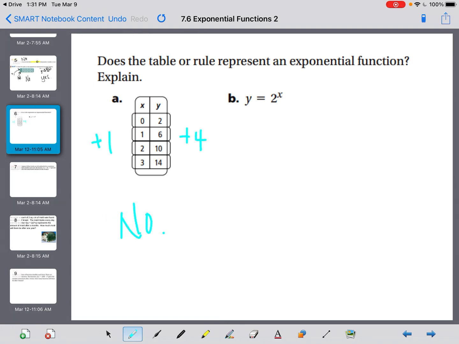All right, letter A has 2 adding patterns. Both the y and the x are adding, so that one is a no. And letter B, if I try to match it with y equals a times b to the x power, even though it doesn't look like there's an a, a would be 1 in this case, so this is a yes.